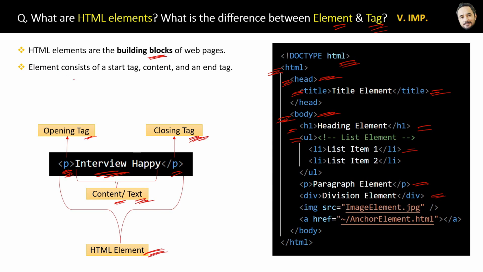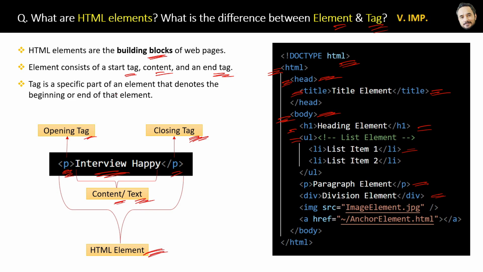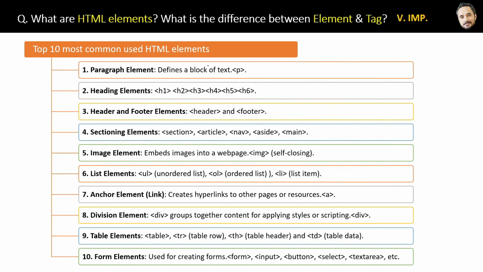The second point is that an element consists of a start tag, content, and end tag, as explained. The last point is a tag is the specific part of the element that denotes the beginning or end of that element. Therefore, a tag in reality is different from an element. All right. Now, here is the list of the top 10 most used elements in HTML. In upcoming questions, we will cover the most important of these elements. But yes, you can now pause the video for 2-3 seconds and just go through them.